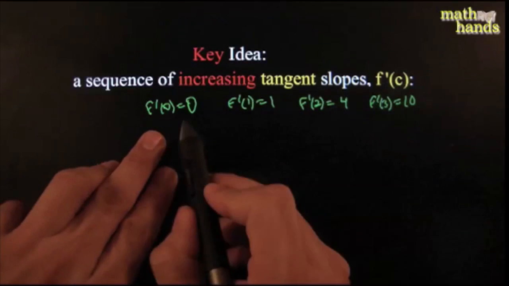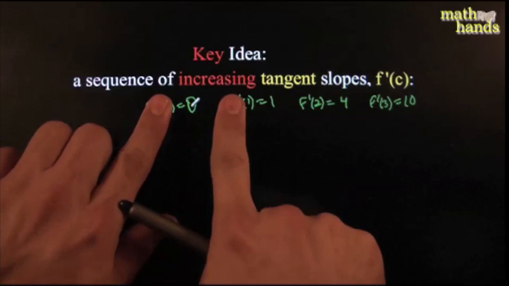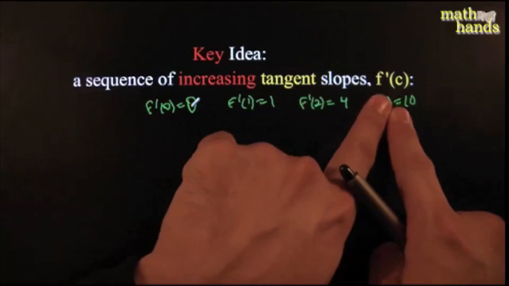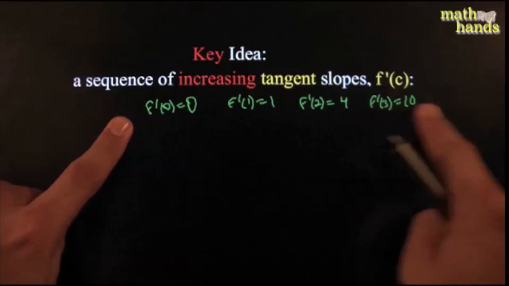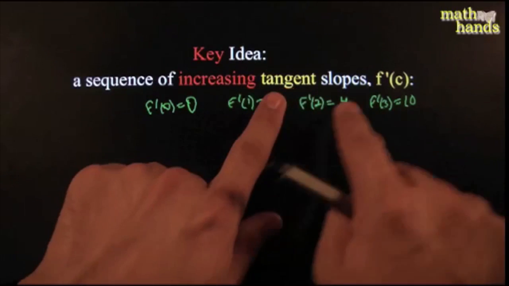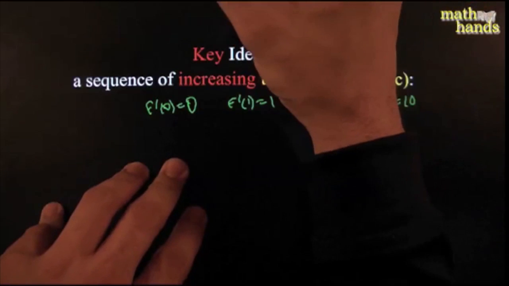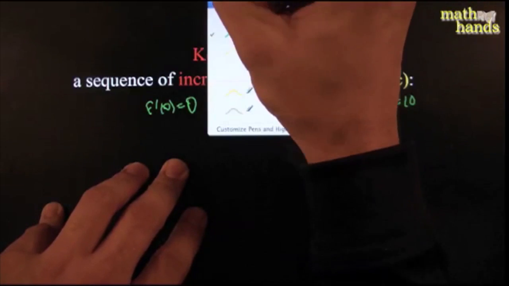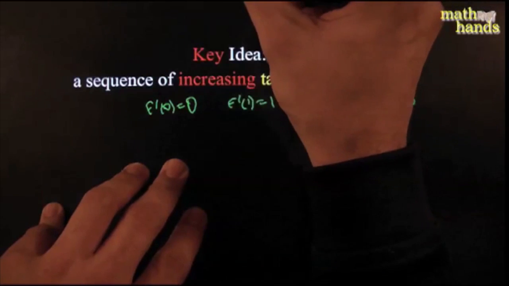I'm just making up some random numbers. These are my slopes. My slopes are 0, 1, 4, 10. I just have an increasing sequence of slopes, but they're not just regular slopes, they're tangent slopes. So they have to follow a certain curve and be tangent to that curve as you move. So what could that possibly look like?